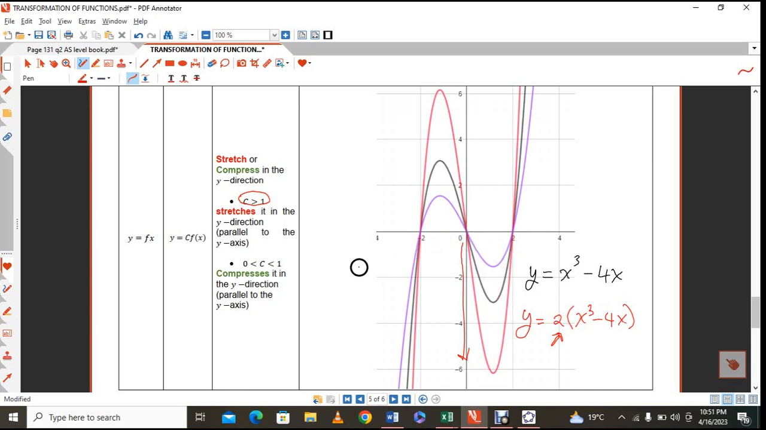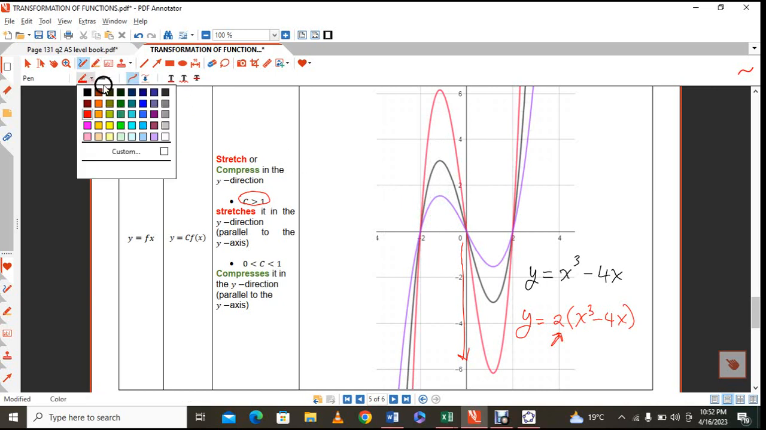If, however, that number is a fraction, a number between 0 and 1, then it's being compressed. So you can see your one in purple. From black, it's being compressed, but it still doesn't move to the left or to the right. It's just the vertical stretch or compression that happens. So the one in purple, I'll just use this color.